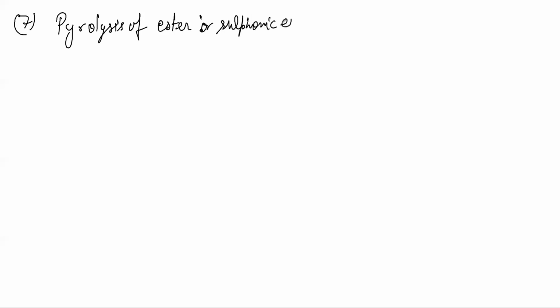Now next is, what will be the sequence? Can you tell me the sequence? Next method after 6 is 7. Seventh. Okay. So it will be pyrolysis of ester, or sulfonic ester. Pyrolysis, I hope you understand the meaning of pyrolysis. I told in the previous class. Pyrolysis means reaction carried out by just heating. We heat the substance and the reaction is carried out.